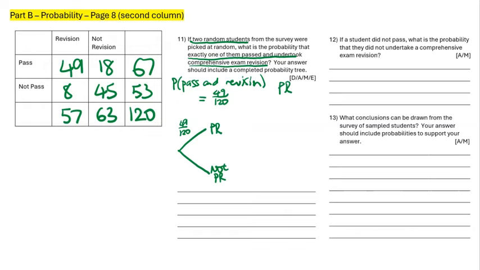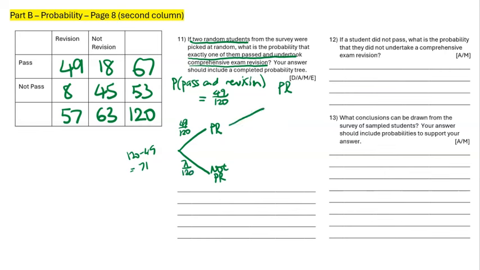We now need to do the same for my next branch. That there is going to be the remaining people. So it's going to be the 120 minus the 49, the rest of the group basically. That's going to be 71. So that there's going to be 71 out of 120.